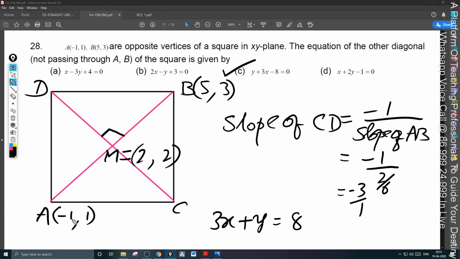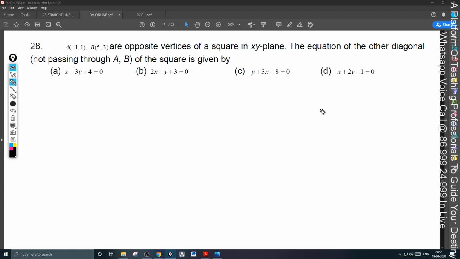See, generally the verification is giving you single answer. Without any hesitation, you can go for the answer. But when it is giving double answer, it is inevitable that you have to go for the method. Okay, now the next question.